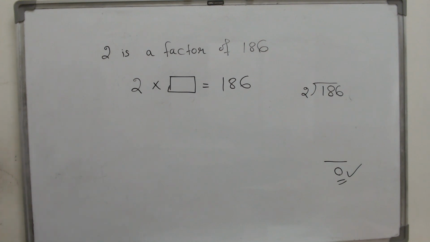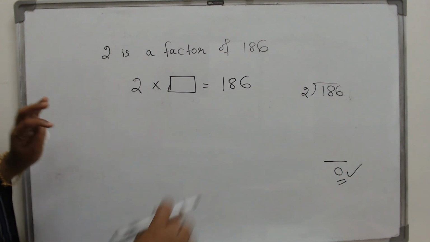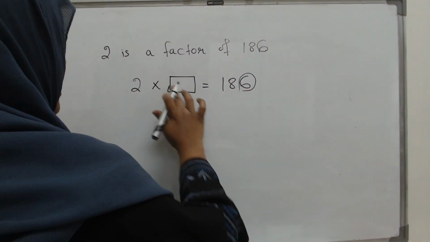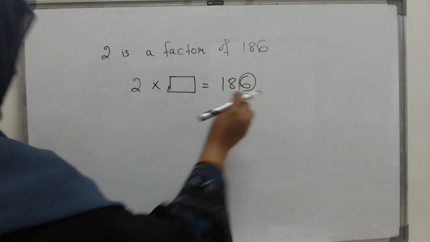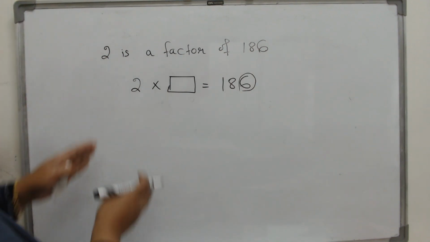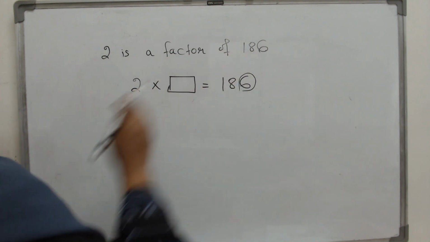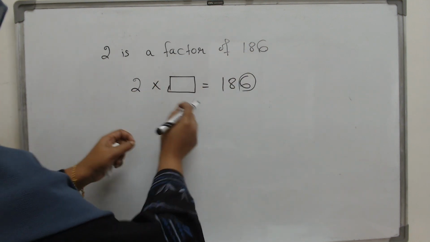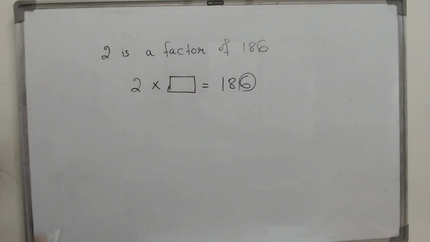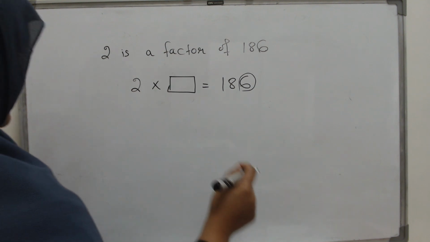But if I do not get 0, that means it is not a factor. But then this is not what we do every time, right? We go for the divisibility test. What is the divisibility test for 2? You look at the last digit. So if its last digit is an even number, then yes, 2 is a factor of 186. We can find a number which when multiplied with 2 will give us 186.